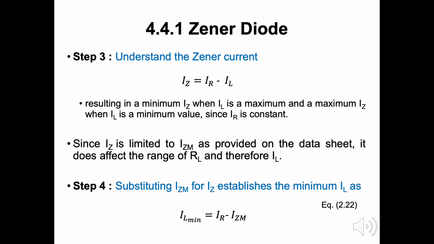Then, we need to understand the Zener current. IZ is IR minus IL. This will result in a minimum IZ when IL is a maximum and a maximum IZ when IL is a minimum value, since IR is constant. Since IZ is limited to IZM as provided on the data sheet, it does affect the range of RL and therefore IL. Step 4: substituting IZM for IZ establishes the minimum IL as IR minus IZM.